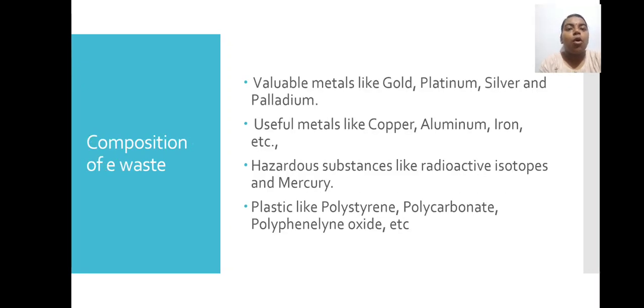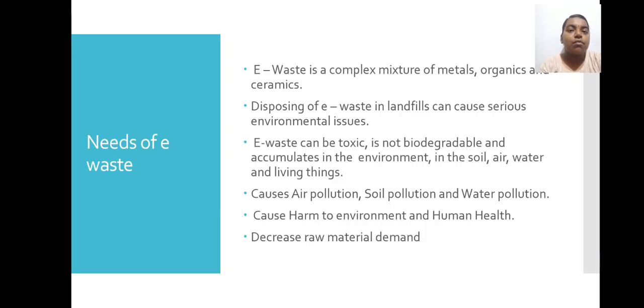Now let's move on to the composition of e-waste. Valuable metals like gold, platinum, silver and palladium. Useful metals like copper, aluminium, iron, etc. Hazardous substances like radioactive isotopes and mercury. Plastics like polystyrene, polycarbonate, polyphenylene oxide, etc. These are the compositions of e-waste.